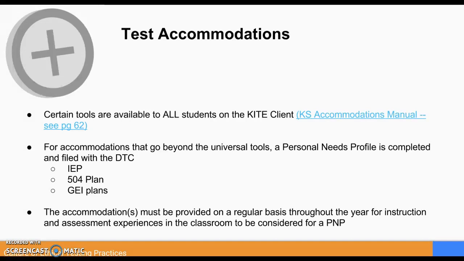No paperwork must be filed or permissions granted for students to use these tools. On page 62 of the Kansas Accommodations Manual, you can find a list of all the universal tools available to students. On page 63 of that manual, there is a list of accommodations available to students with a 504 plan, an ELL plan, an IEP, or other specialized plan of need. In order for a student to access or use these tools and resources, a team of educators must file a Personal Needs Profile, or PNP. This form is available from the Building Test Coordinator.